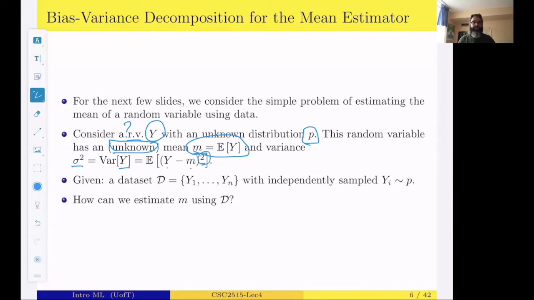Now we have a bunch of data points, y1 to yn, independently sampled, all of them coming from the same distribution. So they are independently sampled and identically distributed, so they're IID samples. Now the question is how we can estimate m using this data set.